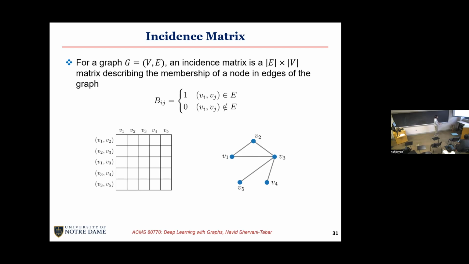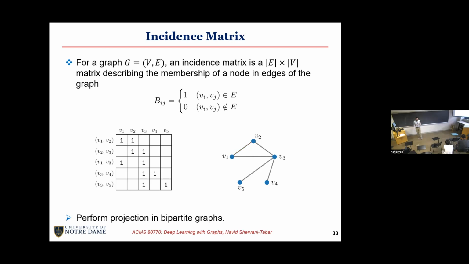So here I have a graph. It has 5 nodes, V1 through V5. It has 5 edges, V1, 2, V2, 3, V1, 3, and so on. So we look at the first row. We have V1, V2. So you're looking at this edge, and the corresponding nodes are V1 and V2. So we have 2 ones in this row. For the next row, V2, V3, we have nodes V2 and V3 as members of this edge. So we have ones in the second row, second and third columns, and everything else 0. And we can continue that until we get our incidence matrix.